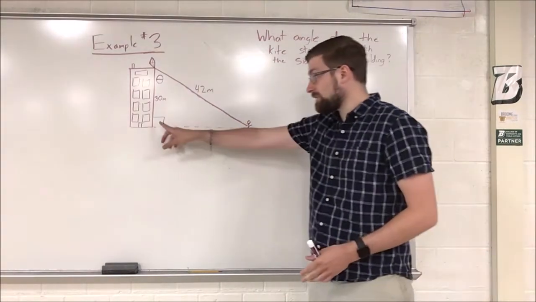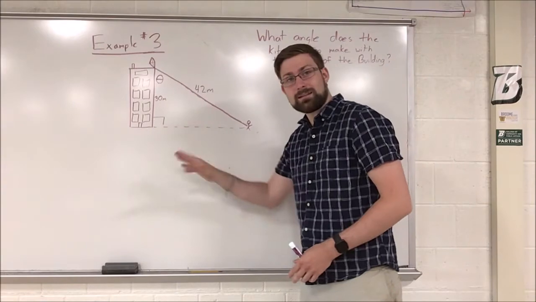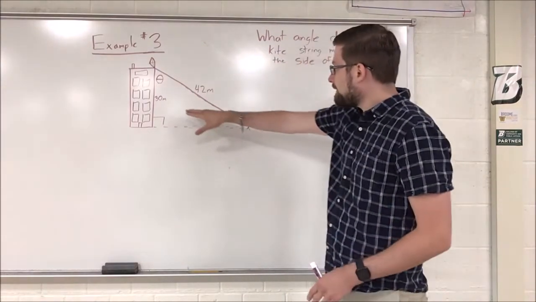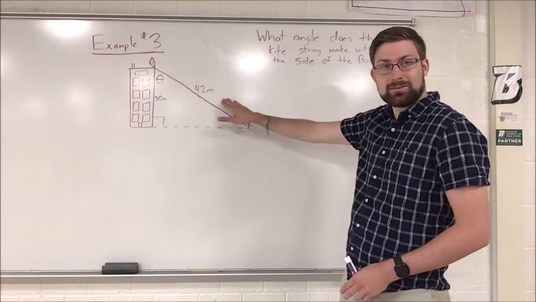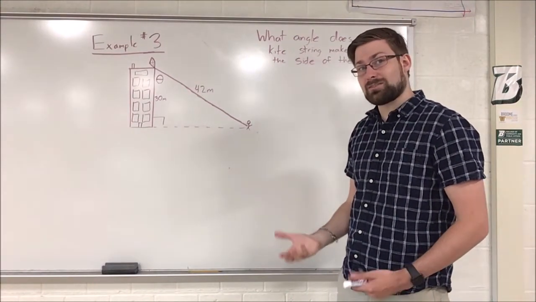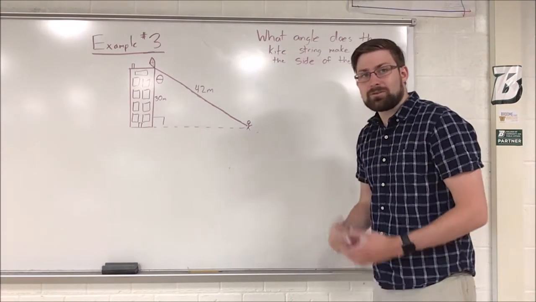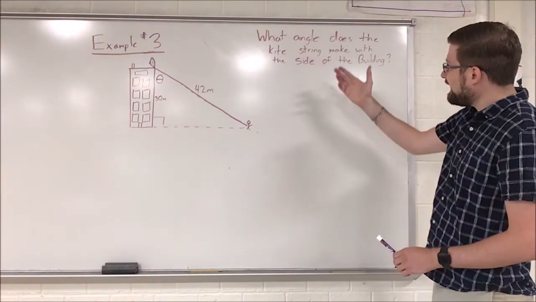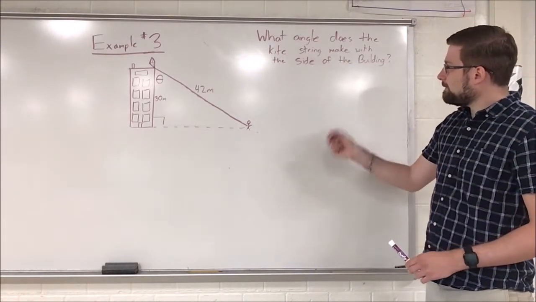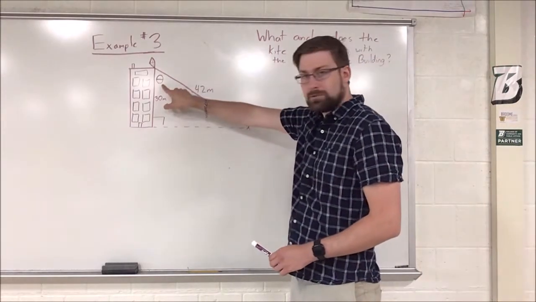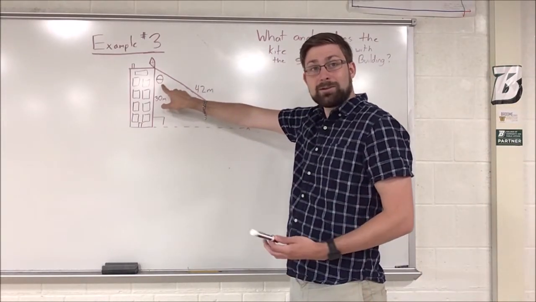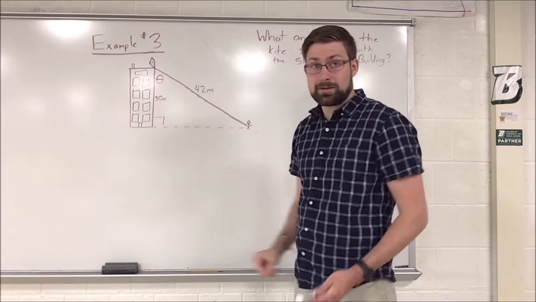Okay, so we have a right triangle here where the building meets the ground, a right angle I mean. So we've got a 30 meter tall building, and the string that the kid is holding is actually 42 meters long, so a long kite string. Now the question we're being asked is, what angle does the kite string make with the side of the building? So if you look here, I drew the angle theta. We don't know what angle this is, but that's what we're trying to figure out.